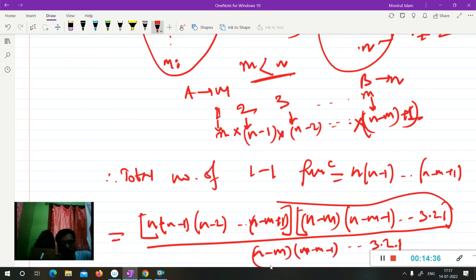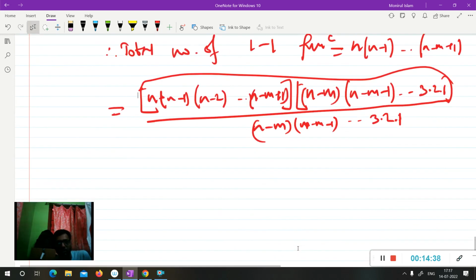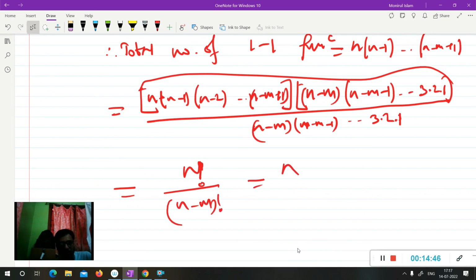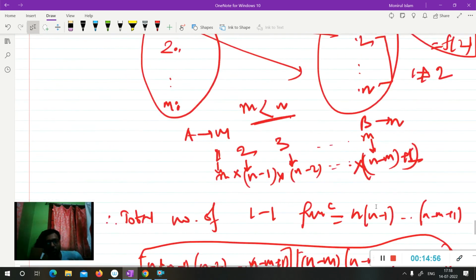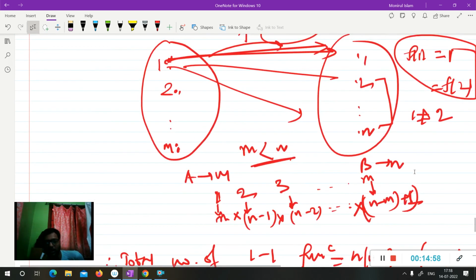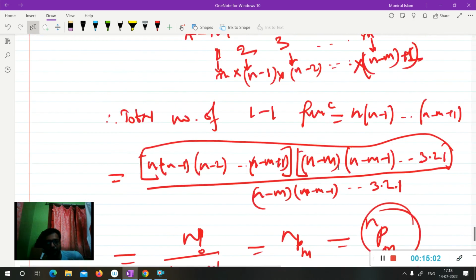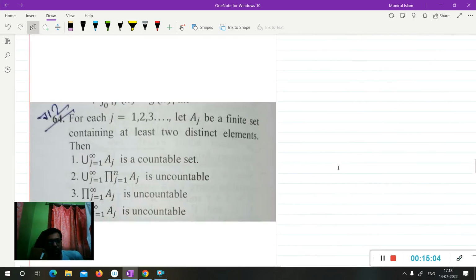Okay, and this whole thing is n factorial, right? So the whole thing gives n factorial, and the divisor gives n minus m factorial. So the total gives nPm. You can say this is the permutation formula, nPm. So in this formula I have used nPm. The total number of one-one functions from a set having cardinality m to a set of cardinality n will be nPm, the permutation. Okay, you understand?